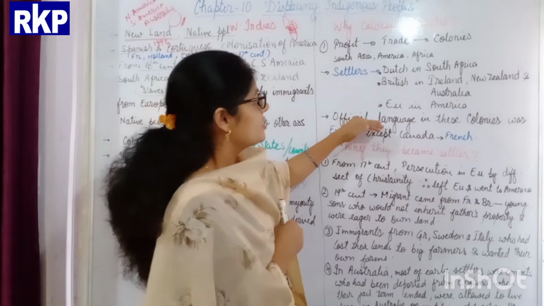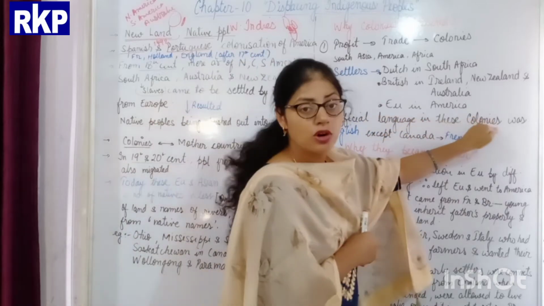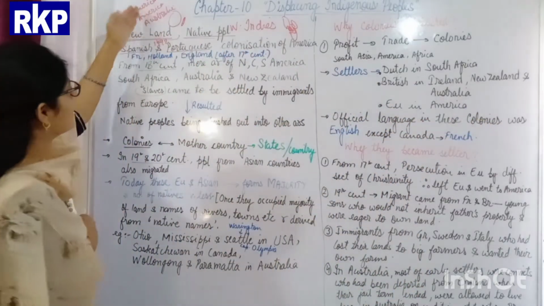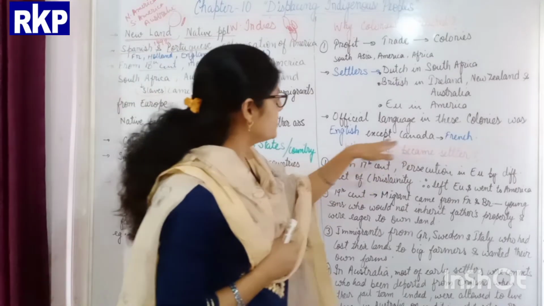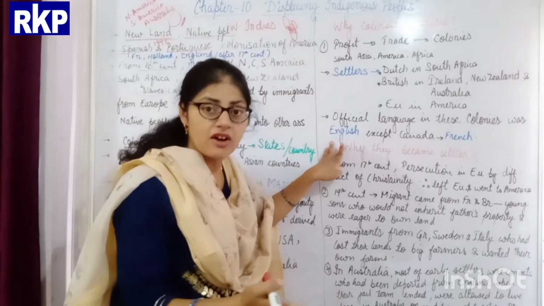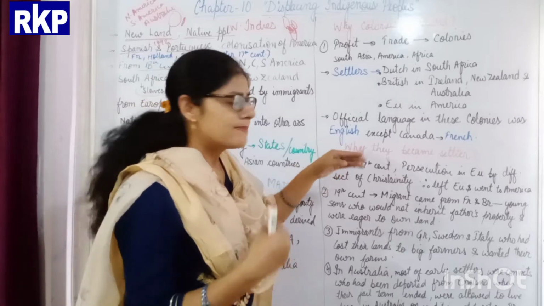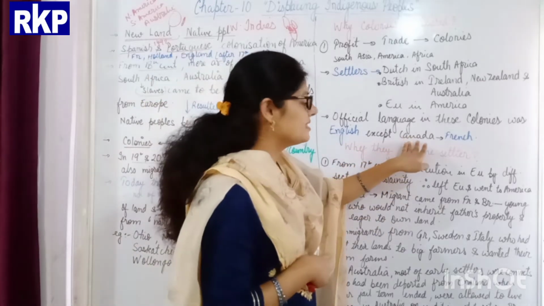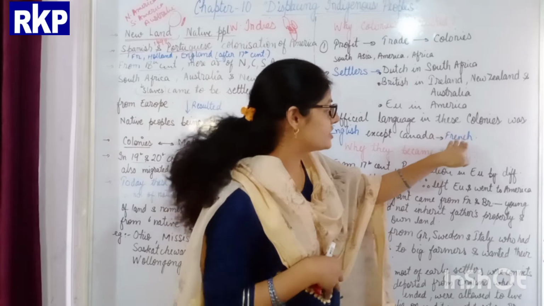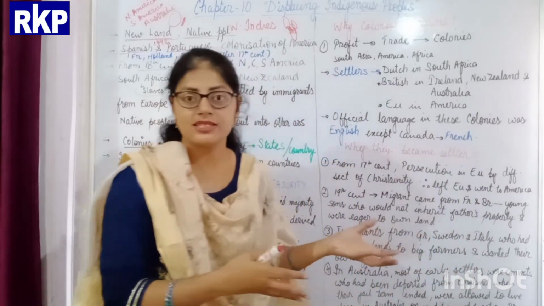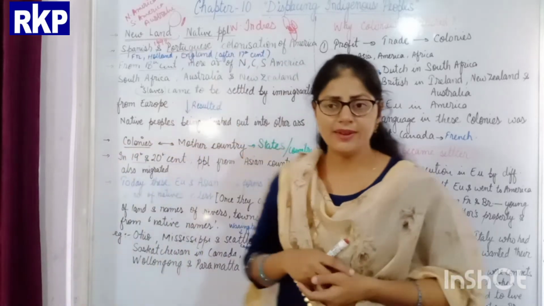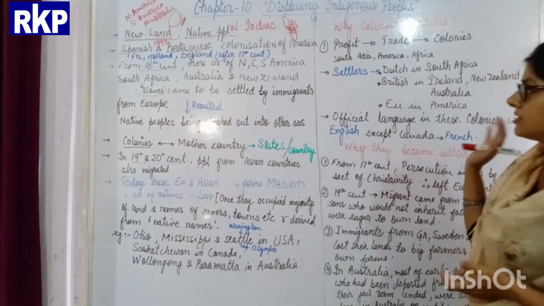Because of this, the official language in these colonies, which colonies? America, North and South America, Australia, New Zealand, the official language is English even now, except one country, that is Canada. There the official language is French. Why is it French? Because most of Canada was occupied by the French. That's why the official language was declared to be French.